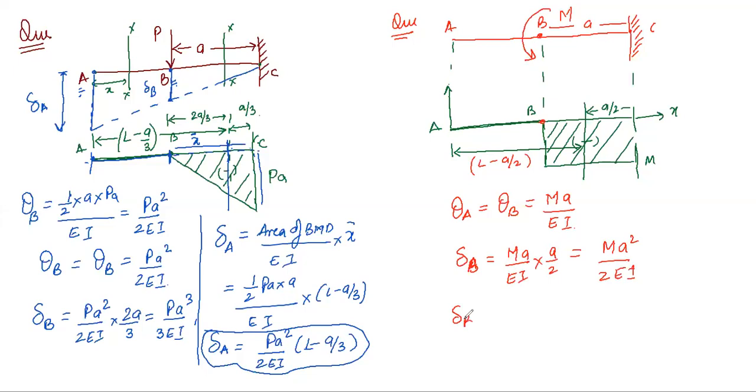Likewise, what is the deflection at A? From A to B there should not be any area. The area covers only B to C, which is defined as MA upon EI, right? Now the x bar distance, you calculate from here, that is defined as L minus A by 2. So you can see that with the help of this moment area method, you can easily solve its deflection values as well as its slope.